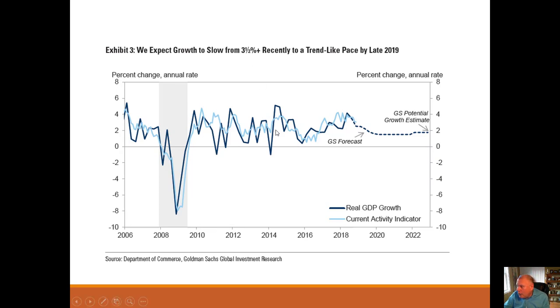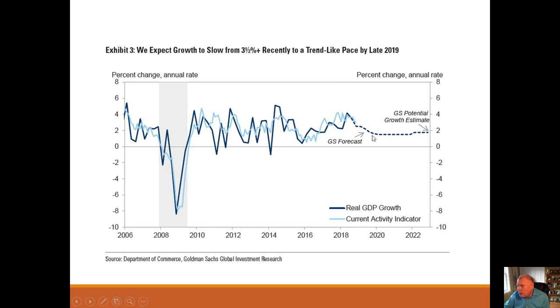Right now, this is from Goldman Sachs, based on information from the Department of Commerce, here's the real GDP growth. That mirrors pretty much. And this is their current activity indicator that Goldman Sachs does. And now there is a forecast. As you can see, it has the economy slowing down to just about 2%. And we'll talk about some of those factors, but it's going to slow from where we are today, about 3.5%, down to 2% as we get moving along further.